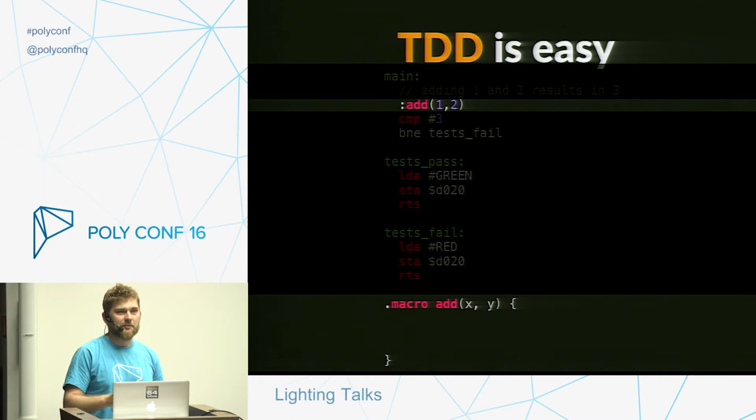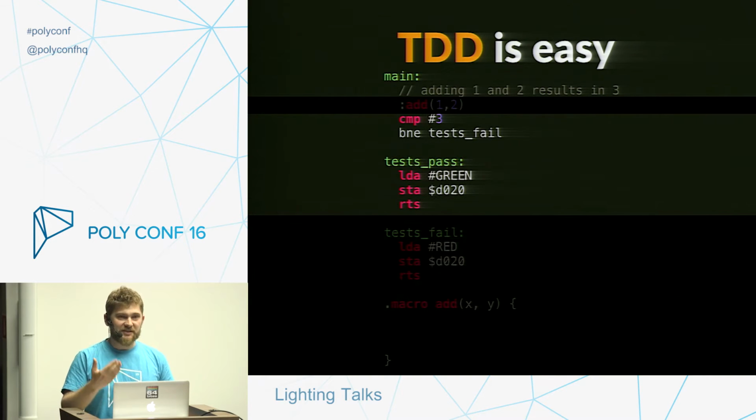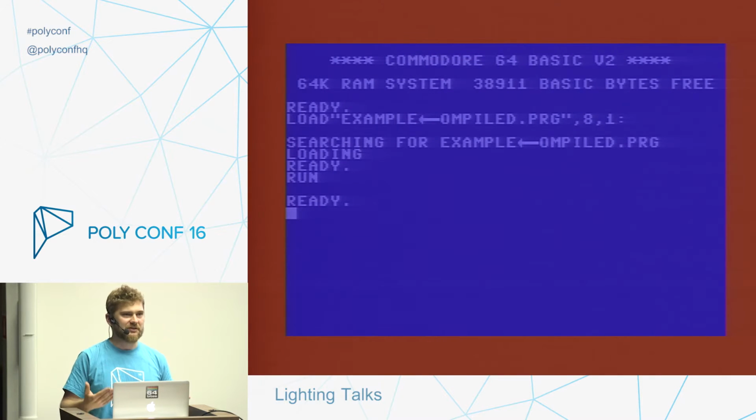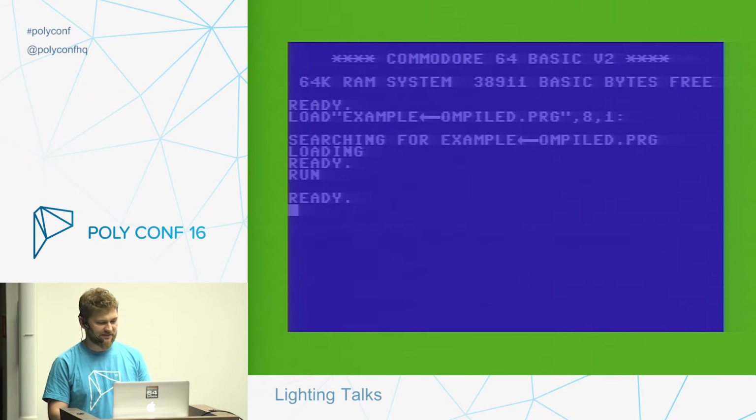Here we test the macro that adds two numbers together. So we compare the result and we jump to the part of the code that changes the border color to red. And if the test passes, we change the border color to green. So at the beginning, tests fail. But when we add the proper implementation, tests pass.